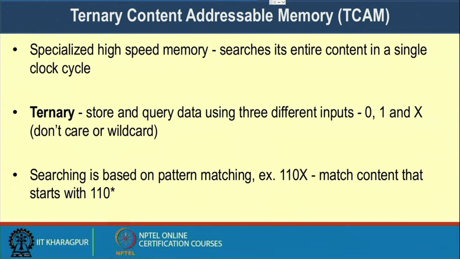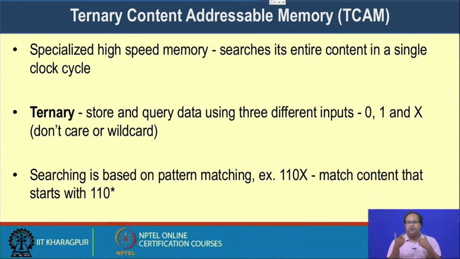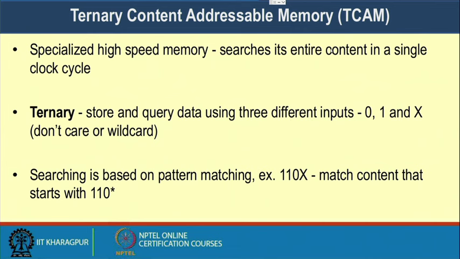Now, we will briefly look into the architecture of this ternary content addressable memory or TCAM which is used to process your router. This TCAM is a specialized high speed memory which searches its entire content in a single clock cycle. We call it ternary because it stores and queries the data using three different inputs. Either it can be a 0 or a 1 or something called the X, that is the don't care or wildcard condition. That is why we name it ternary content addressable memory, because everything is represented as 0, 1 or X.